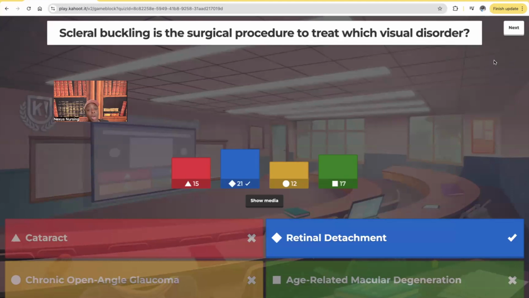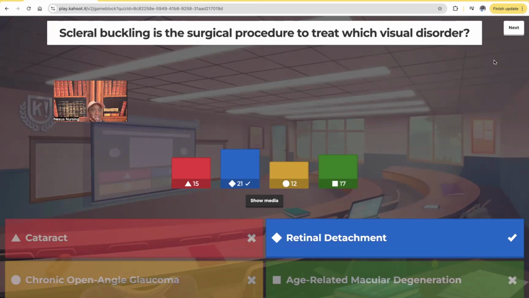Huh. The correct answer is retinal detachment. I thought more of you guys would have chosen the correct answer. Like, you guys have to know, for real. This is a famous question on NCLEX. They'll give you a whole case study just to get to the point of them wanting to know what the procedure is for retinal detachment. This is not one of the things you can just not know. Okay. Make sure you guys know this procedure.